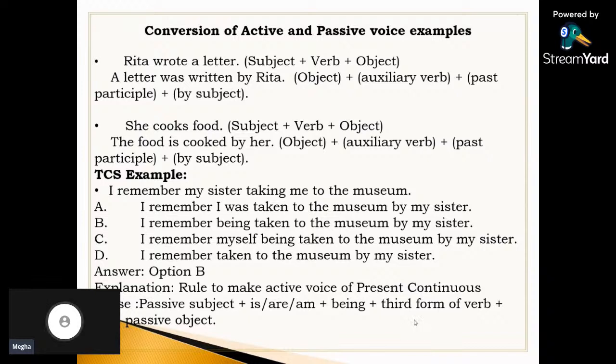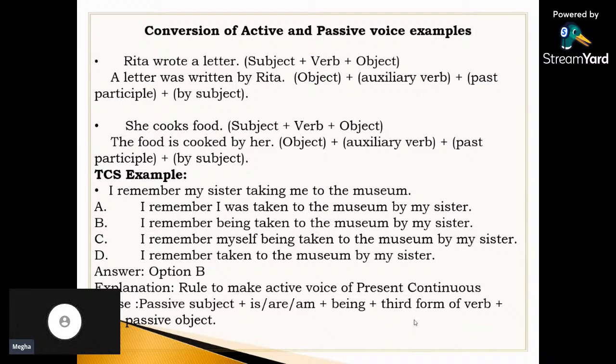Simple ones. Rita wrote a letter. See, Rita is the subject here, correct? Wrote is the verb, that is the action performed. Letter is the object. A letter was written by Rita. See how the arrangement itself has been changed. A letter is the object, written is the auxiliary verb, Rita is the subject, correct? See how even the tense has been changed. Can you identify? Can you notice? See, the first one is the active voice, the second one is the passive voice.